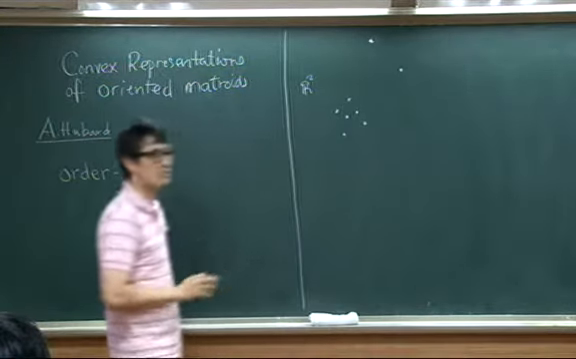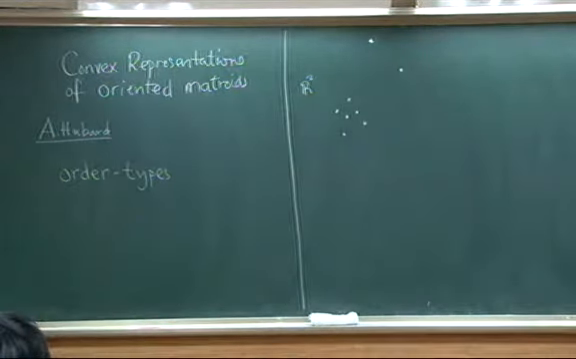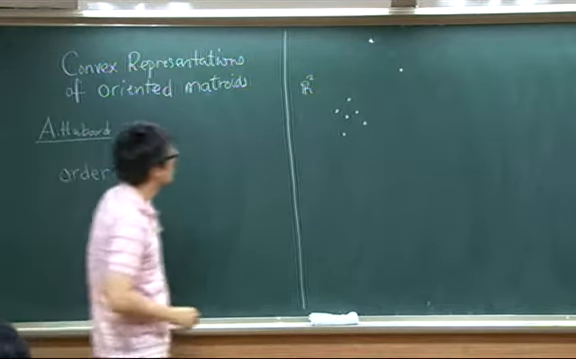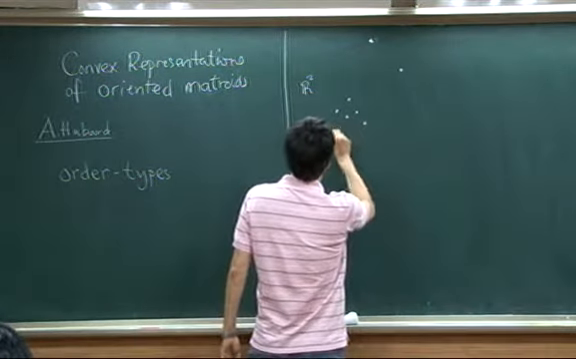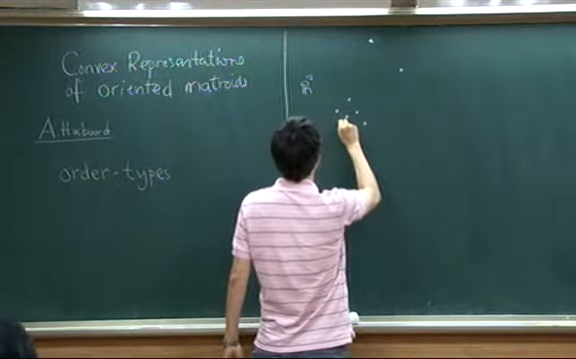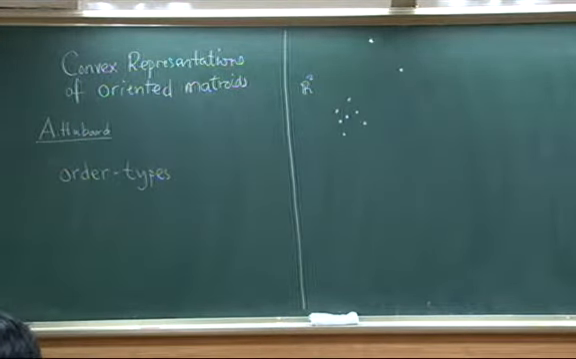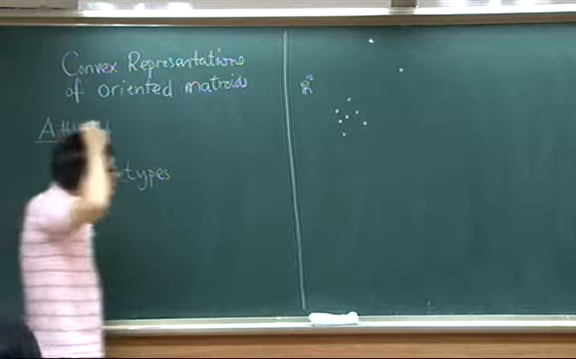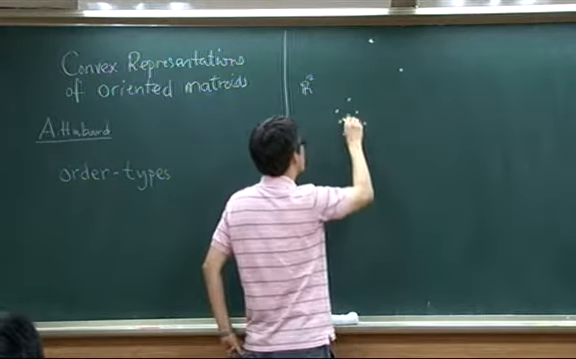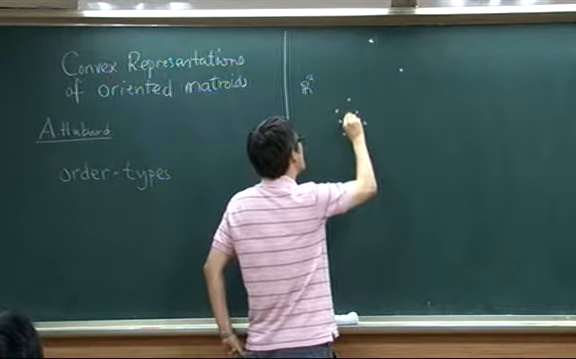Well, I want to capture some combinatorial information, and what I want to capture is basically the convexity properties. That's one way of saying this. Let me add another point here. Okay, so what do I do? What is this information I want to record? And why do I want to record this?